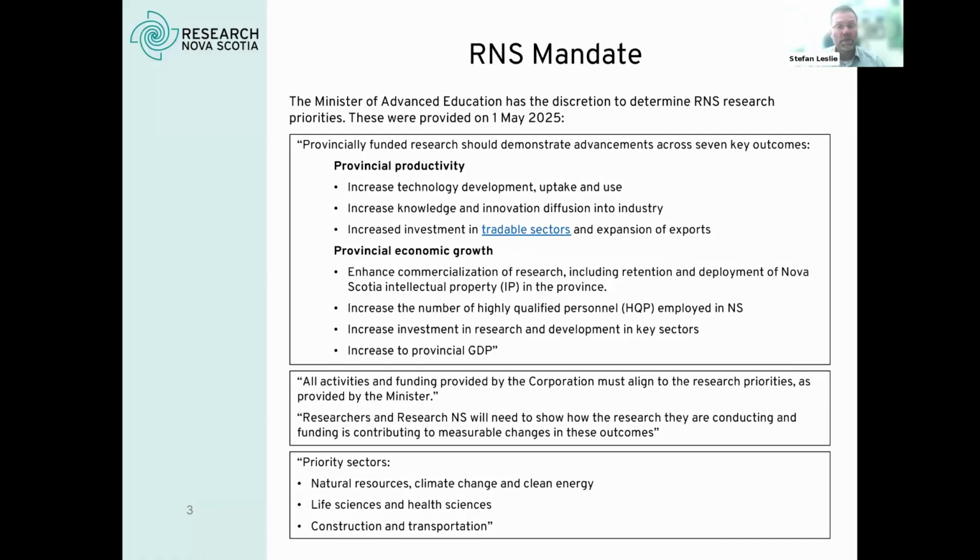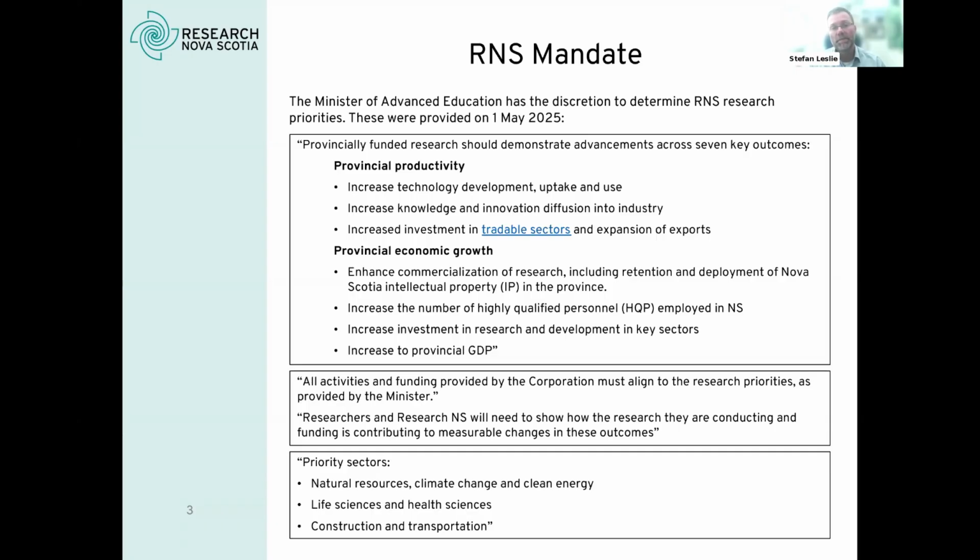So the first slide I'll use, maybe one you've seen if you participated in a previous webinar, has been used before. And this is just to recall that just over a year ago, on the 1st of May of last year, following the passing of Bill 12 in the provincial legislature, within which the Research Nova Scotia Act was changed, the Act now enables the Minister of Advanced Education to determine the research priorities for Research Nova Scotia. And you'll see three boxes on your screen.